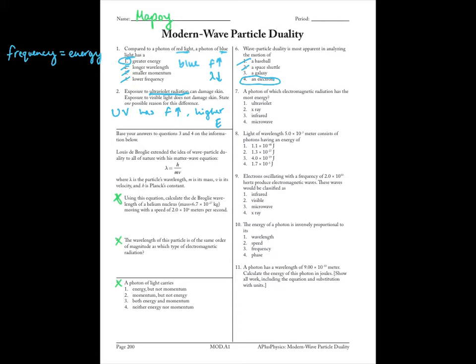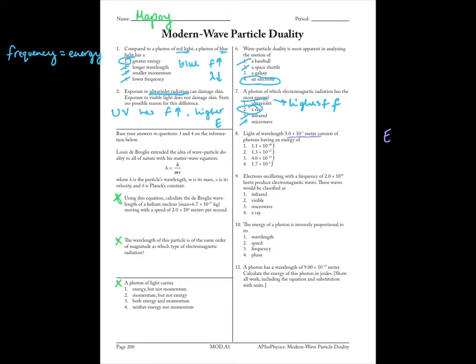Number 7, a photon of which electromagnetic radiation has the most energy. So we're looking for the one with the highest frequency. And so if you look at the spectrum on the reference table, microwave has low one, infrared is low. Now between ultraviolet and X-ray, X-ray has the highest, so it's choice 2, X-ray.